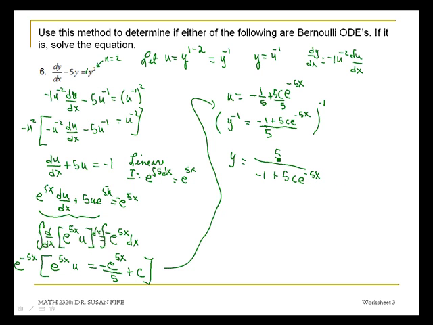You may not want to see a negative exponent in the denominator. If so, you might want to take this fraction and multiply by e to the 5x over itself, so that you get an equivalent answer that looks like 5 e to the 5x. In the denominator, distribute through by that e to the 5x to get negative e to the 5x plus 5, plus 5c. And there's your answer.